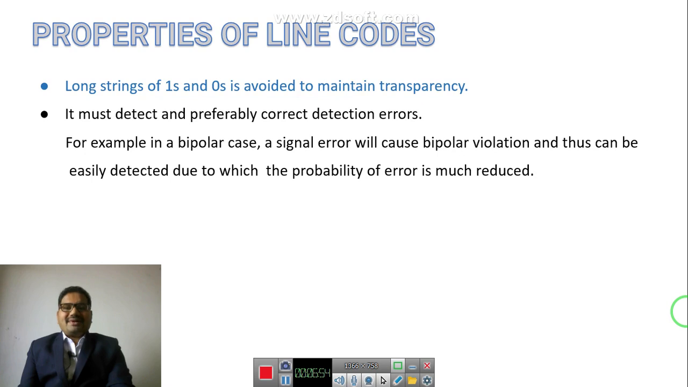Then it must detect and preferably correct detection errors. For example, in the bipolar case, a signal error will cause a bipolar violation, and thus it can be easily detected, due to which the probability of an error is much reduced. In just a few minutes, we are going to see what the bipolar case is.